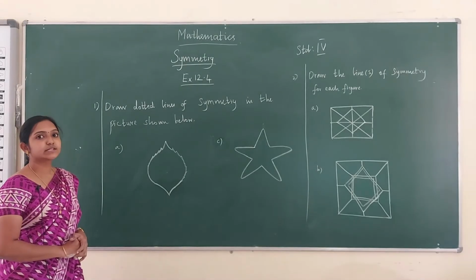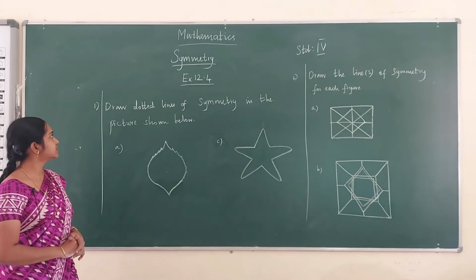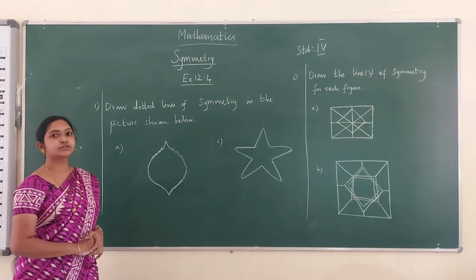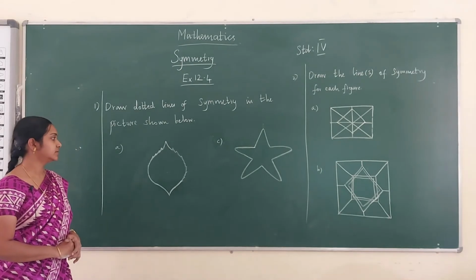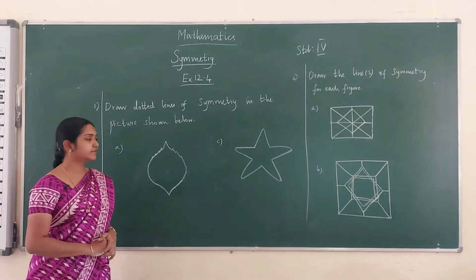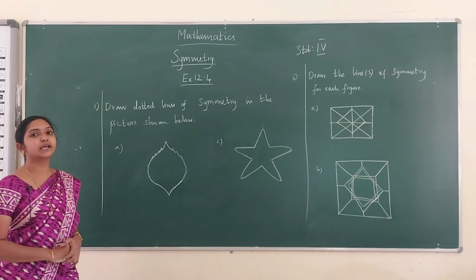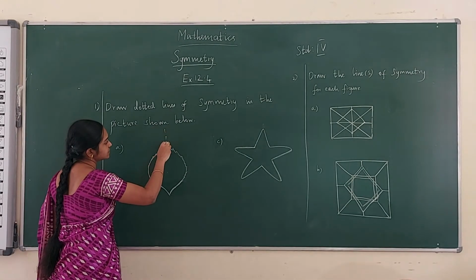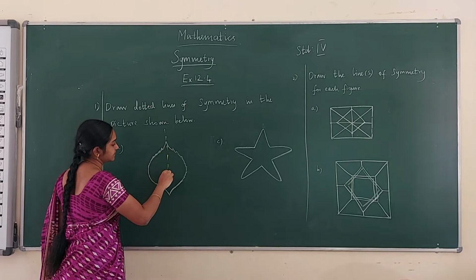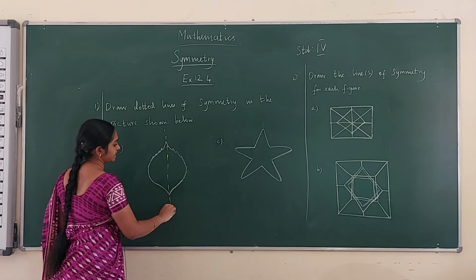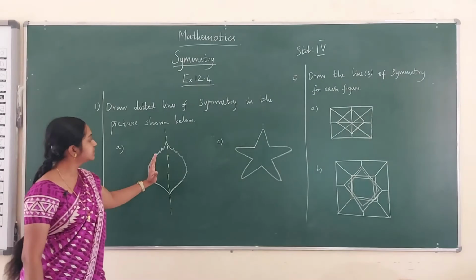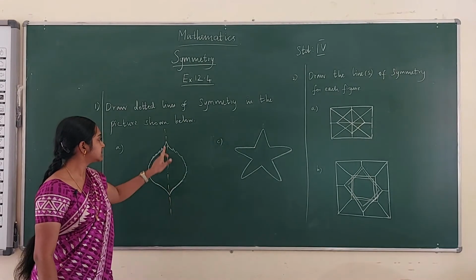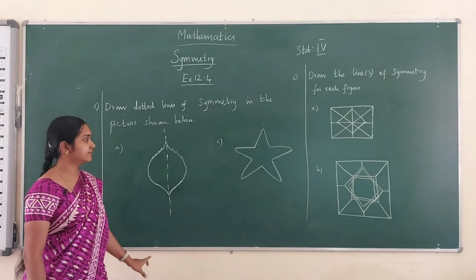Now we are going to solve exercise 12.4. The first problem is draw dotted lines of symmetry in the pictures shown below. The first picture is a leaf. Now we are going to draw the line of symmetry for the leaf. So this will be the line of symmetry. Now both the sides of the leaf are looking the same. So the dotted line is the line of symmetry for the leaf.